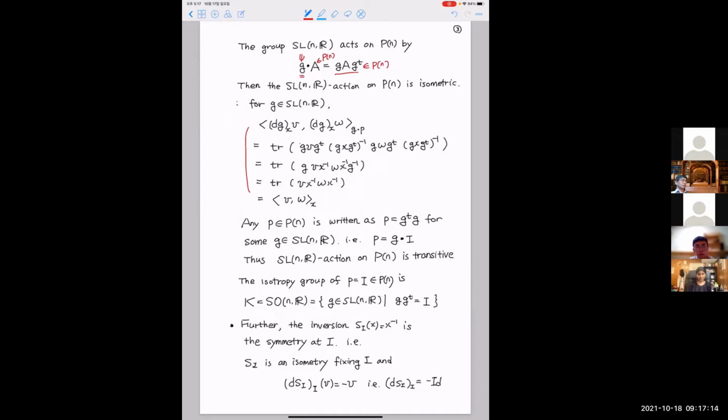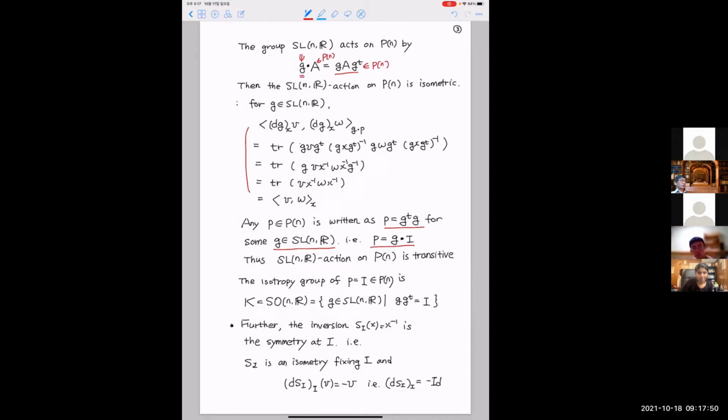the symmetric positive definite matrix P is written as, for some G in SLnR, P is G transpose G. So this means that P is the G action on the identity in Pn. So the SLnR action on the Pn is transitive. So Pn is a homogeneous space under the action of SLnR.